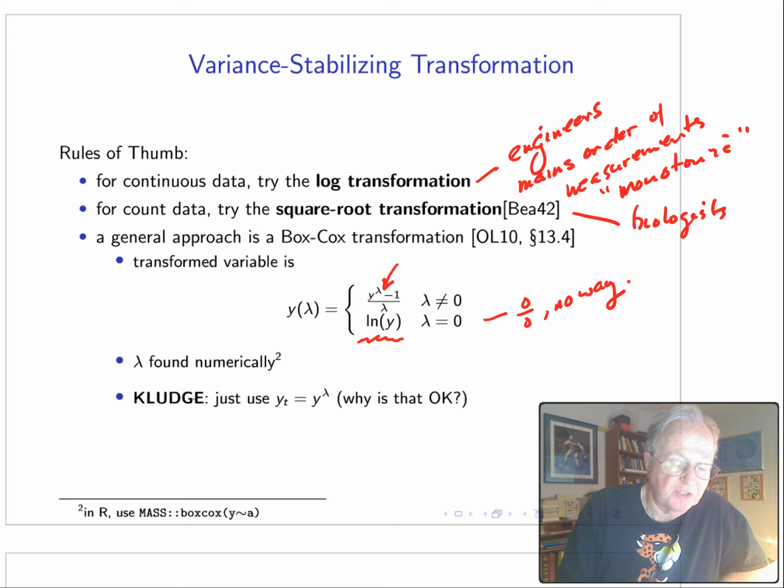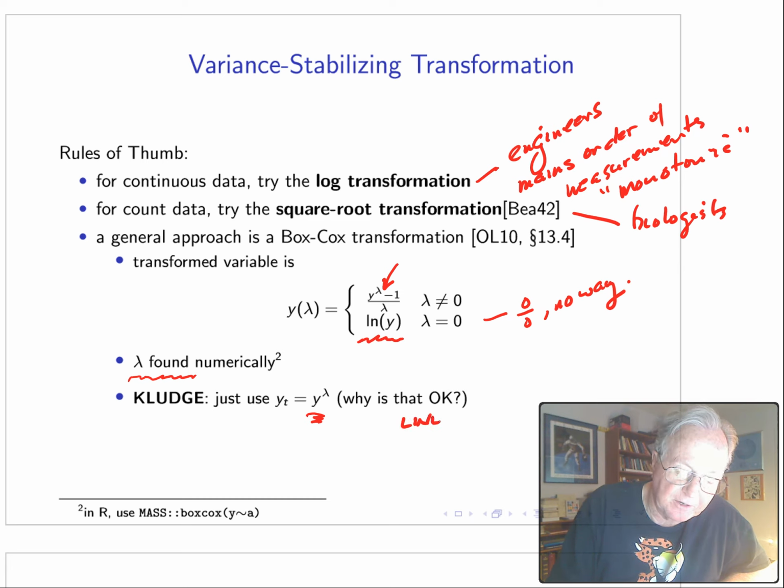Now, the Box-Cox transformation will let us find some acceptable values for lambda with a numerical algorithm, which we will not go into. It's fairly complicated and extremely boring, so we won't talk about that. But granted that we can find that lambda, we'll just transform the data by raising it to the lambda power, since y to the lambda is just linearly proportional to the official Box-Cox transformation.